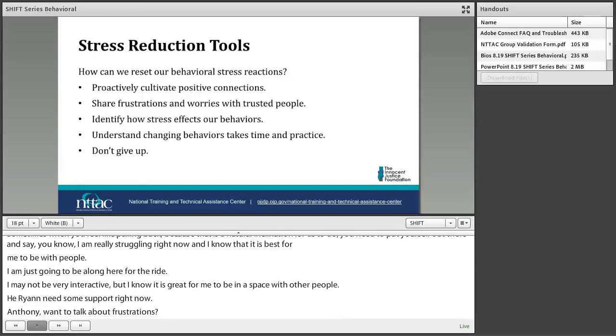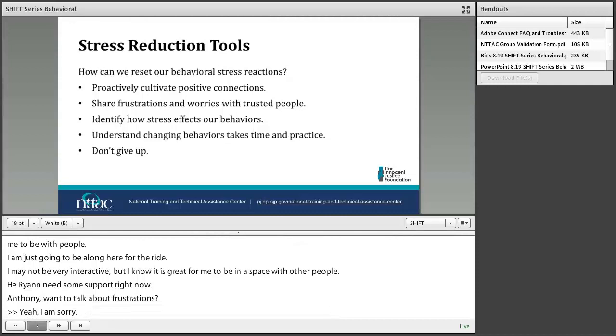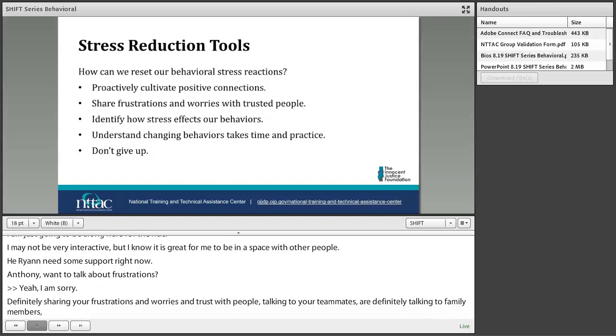Yeah, so definitely sharing your frustrations and worries with trusted people. So talking to your teammates, or definitely talking to family members, talking to your spouse. Maybe sometimes even someone outside your occupation, and talking about some of your frustrations that way, instead of just keeping everything inside.